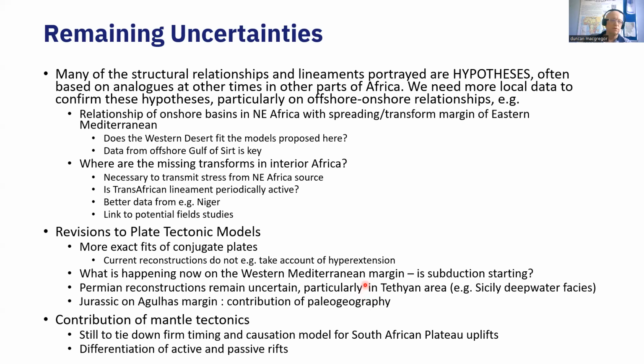I've talked about other aspects. There's the Western Mediterranean route now subducting. I haven't really talked about the Permian reconstructions, but there's still quite a lot of doubt on what Tethys is doing at that time. And I have talked about perhaps extending the Agulhas back to the Jurassic. And on the contribution of paleogeography, the advantage of this sort of work is that we can marry the paleogeography to the plate tectonics, as we've done on that margin.